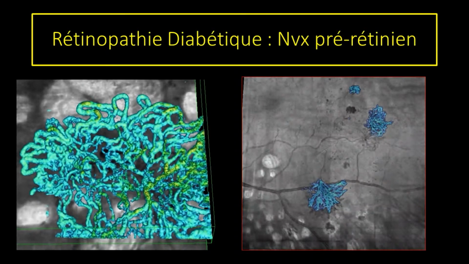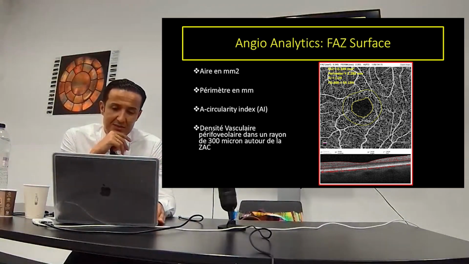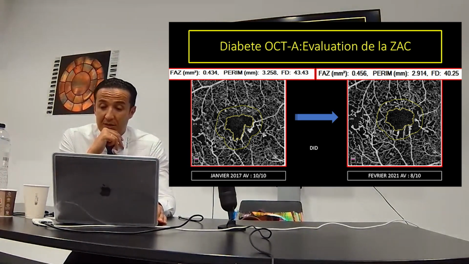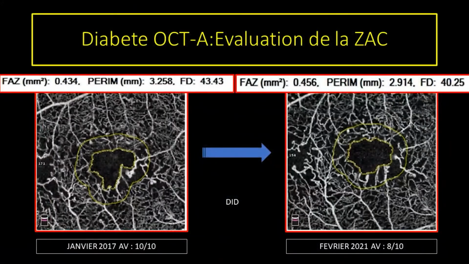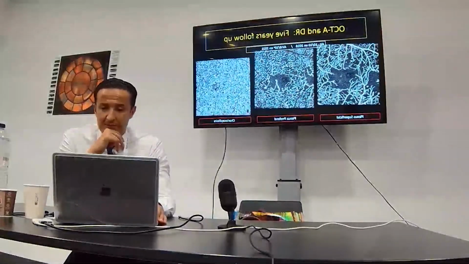Look, you can use the analytics tools to quantify the flow surface phase, the vascular density in the peripheral area, to follow the evolution of the avascular zone during the treatment. And look here, this is the 5 years follow-up of diabetic retinopathy.